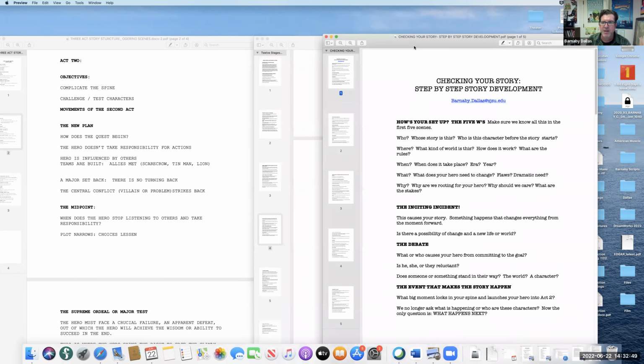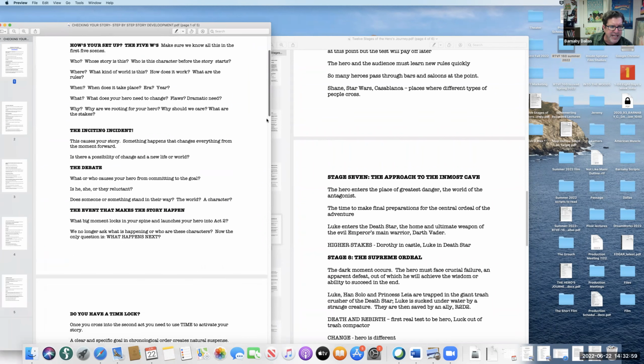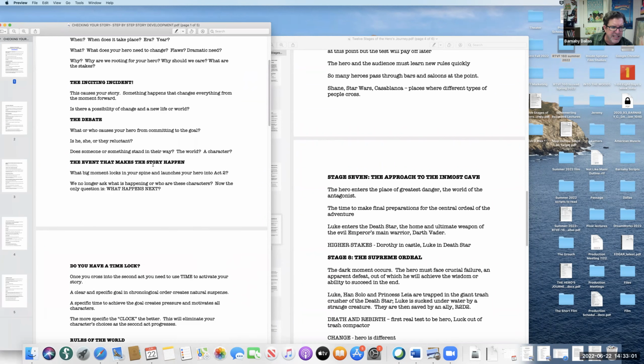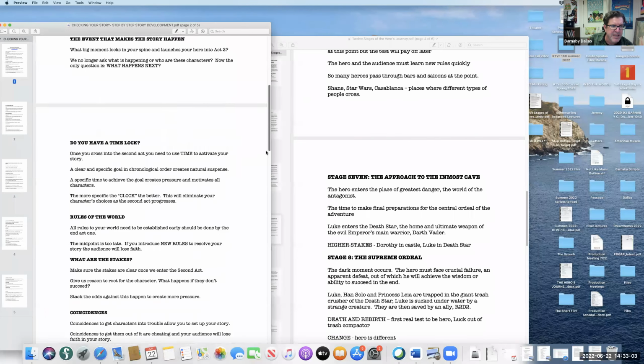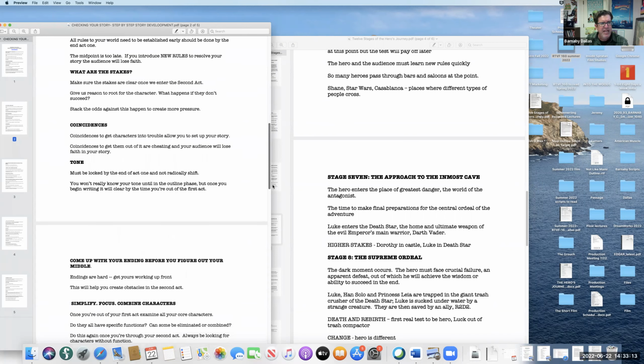Checking your story step by step. Remember this? These are the concepts, basically derived from the three-act structure. We set up, we meet everybody, the inciting incident, the debate, the reluctance, the event that makes the story happen. When we get there, is there a time lock? These are all questions from a different lecture, but the same principles apply. We establish the rules.